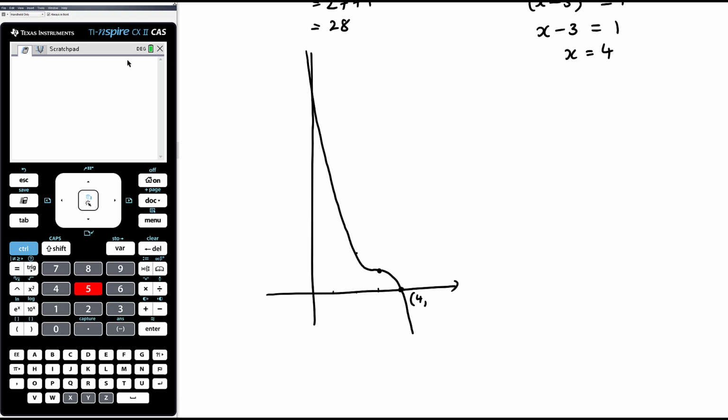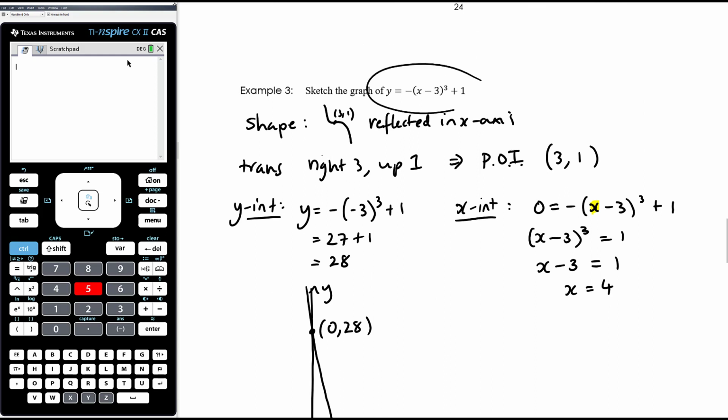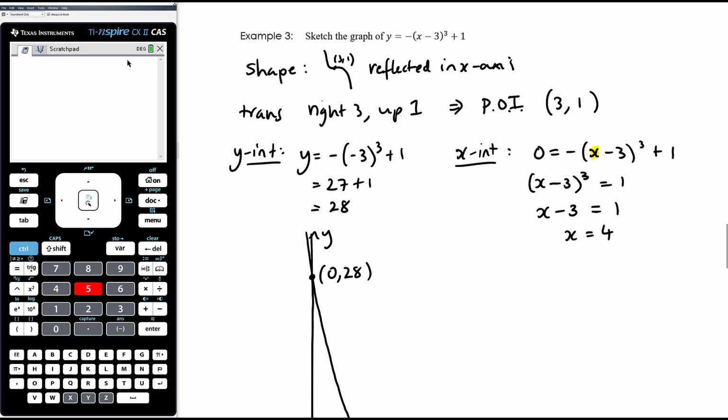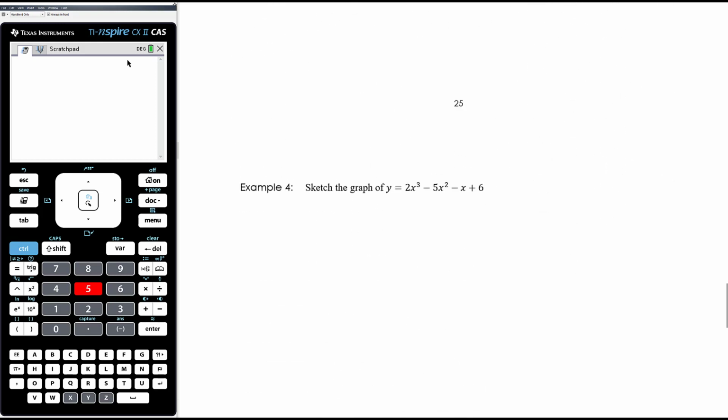Okay, so that is the point 4, 0, that is the point 3, 1, and that is the point 0, 28. And there's my cubic graph. So don't be fooled by this. It's not factorized. There's not an x-intercept at x equals 3, because when you let y equal 0, you don't get x equals negative 3, okay? It's not in a factorized form.